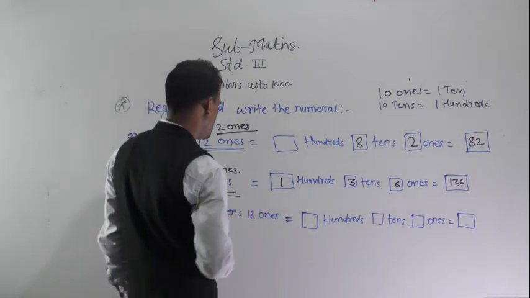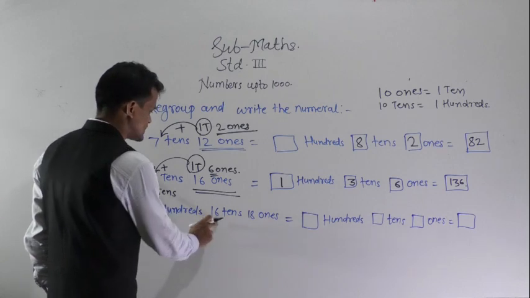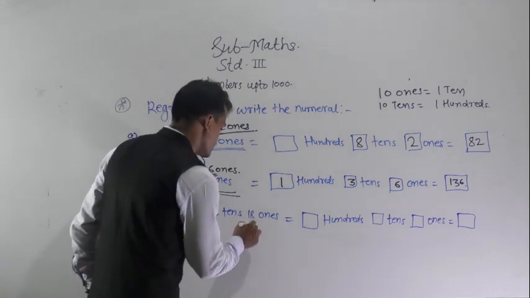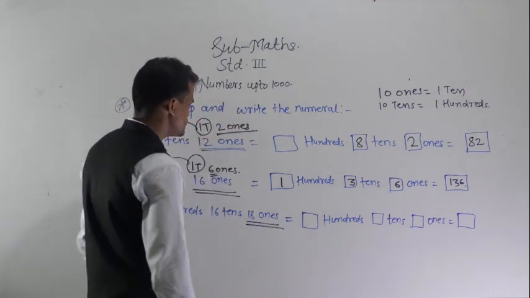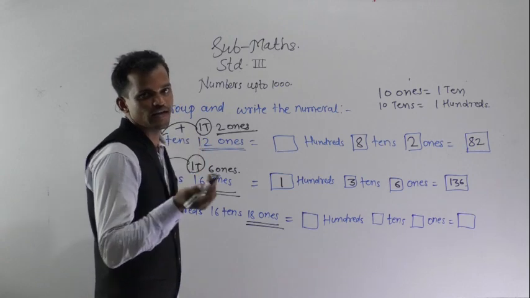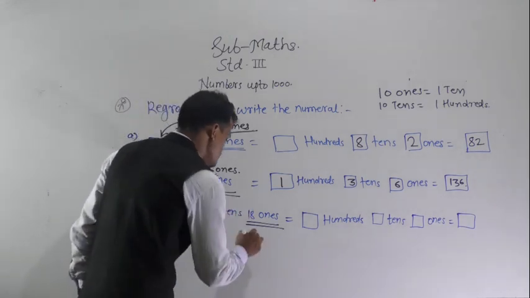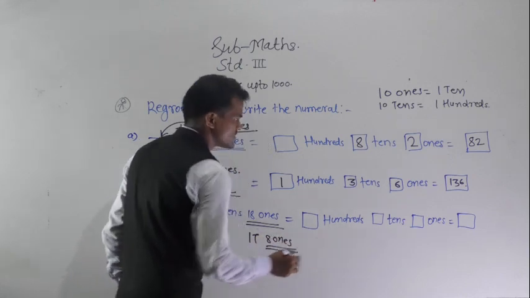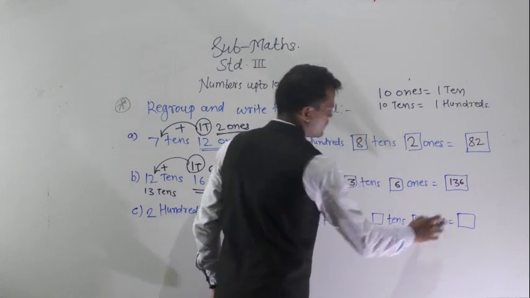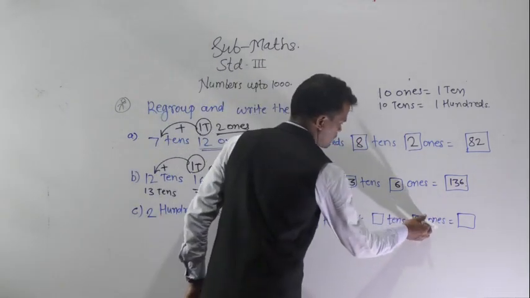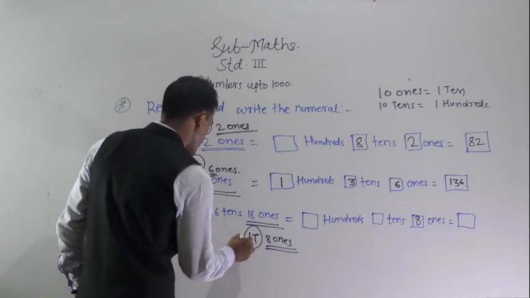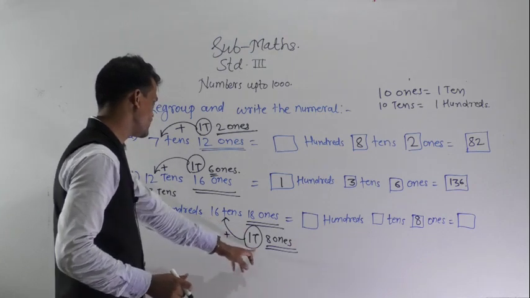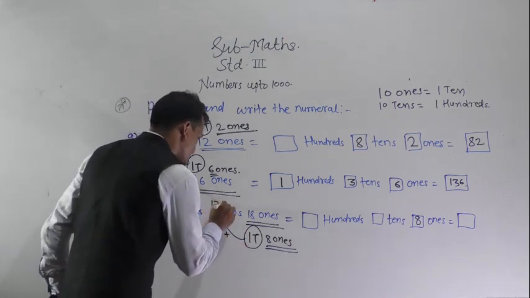Then 16 tens and 18 ones. You have to always start from the ones place. Regroup this 18 ones into how many tens and how many ones. 18 ones means 1 ten and 8 ones. That 8 ones you have to write here at the ones place. Then this 1 ten you have to add into this 16. How many tens now? 16 plus 1, 17 tens.